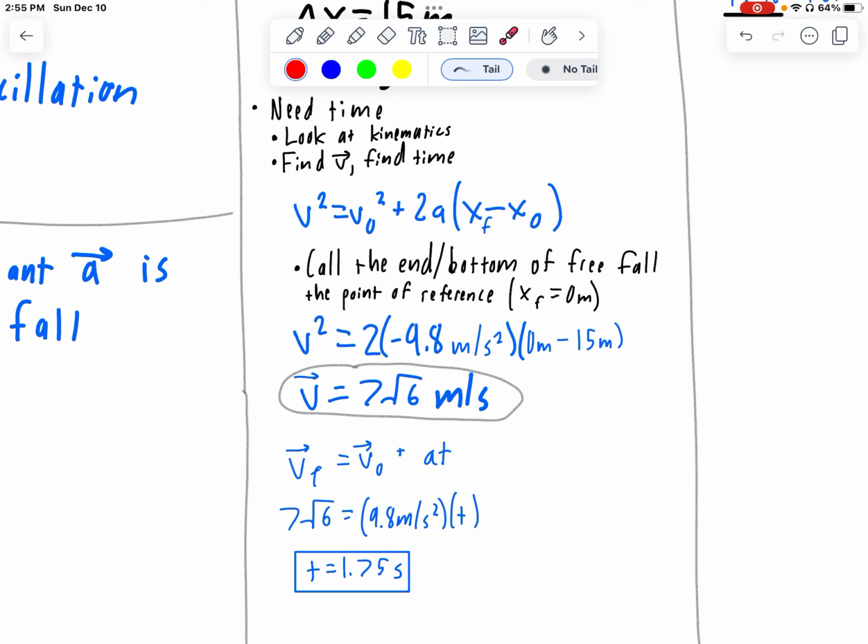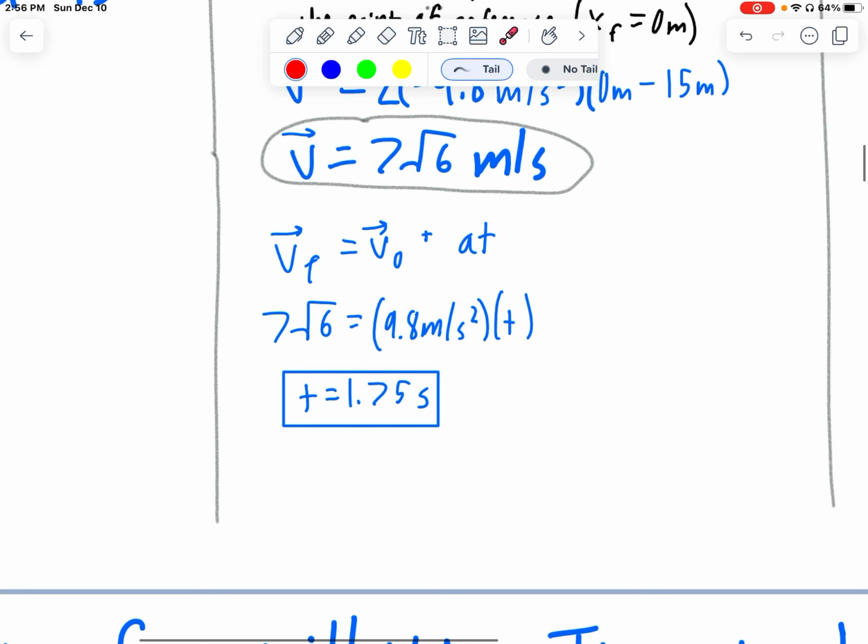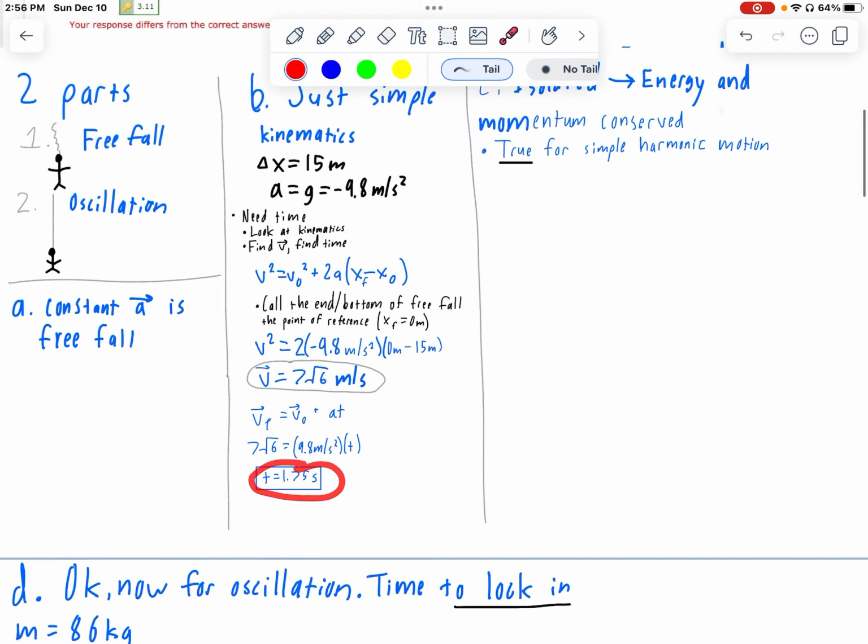Okay, so then we set v squared equal to 2 times negative 9.8 meters per second squared, times negative 15 meters. Solve that, we get 706 meters per second. I chose not to put that in decimal, no specific reason, I guess. And then we have 706 meters per second equals 9.8 meters per second squared times time. Time equals 1.75 seconds.